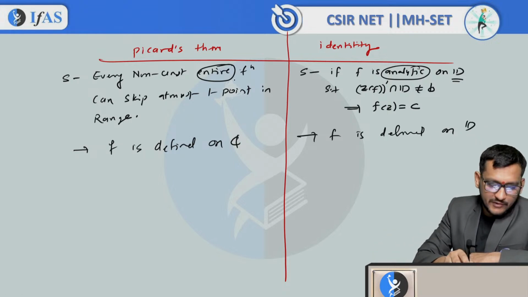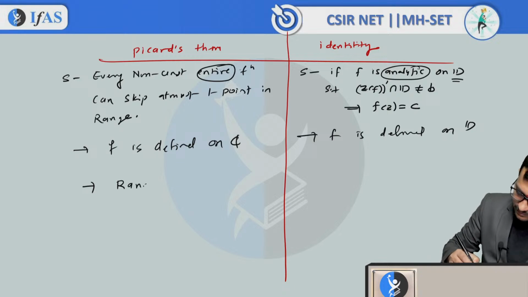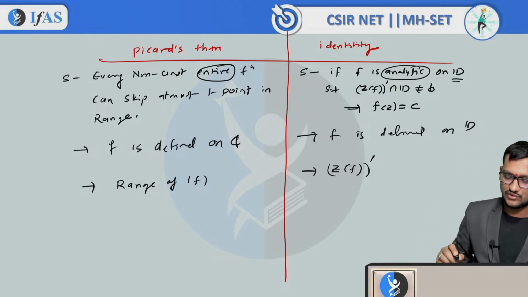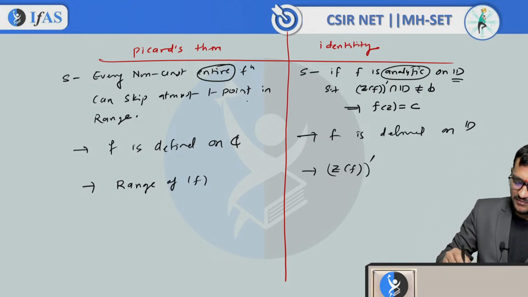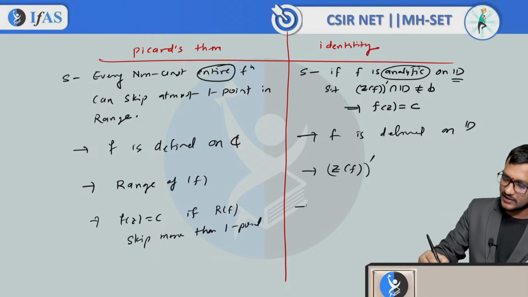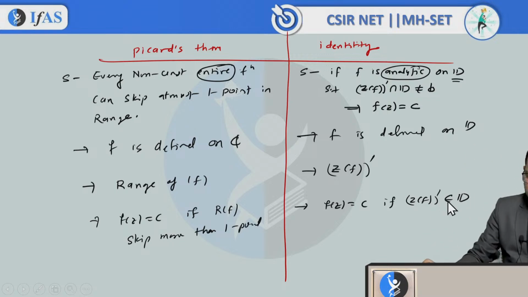Here we don't need to find limit points, but here we need to find limit points. So here we need to find the range, and here we need to find a limit point of zeros. The conclusion is that if the range skips more than 1 point, the function becomes constant. f(z) is constant if the range of f skips more than 1 point, for example 2 points, 3 points. And the function becomes constant again if the limit point belongs to the domain. So these are the fundamental differences. Everybody understood?